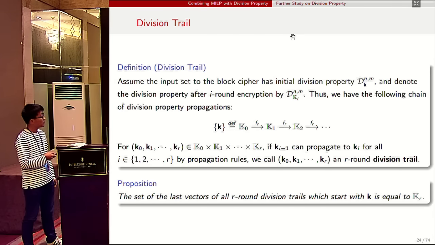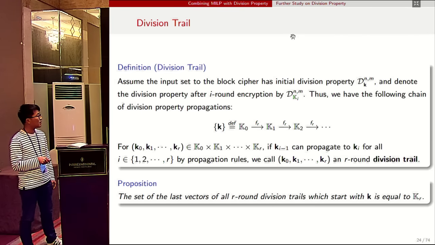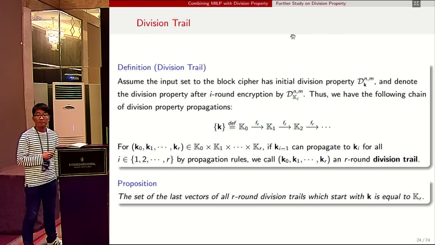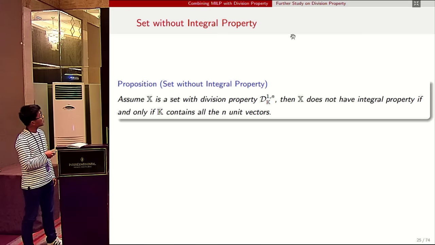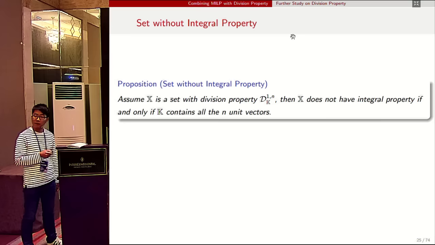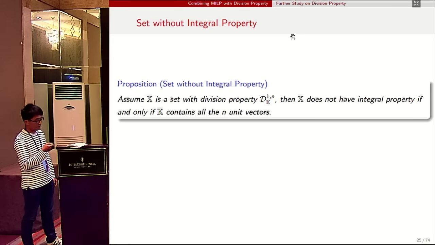So based on the definition of division trail, we can say that the set of the last vectors of all R-round division trails which start with k is equal to KR. So now given an input division property, we do not need to compute K0, K1, K2 step by step. We only need to find all the division trails and check the last vectors of the division trails. But still, we don't know what kind of property we should check for the last vectors. So this proposition gives a sufficient and necessary condition for a set to have no integral property.